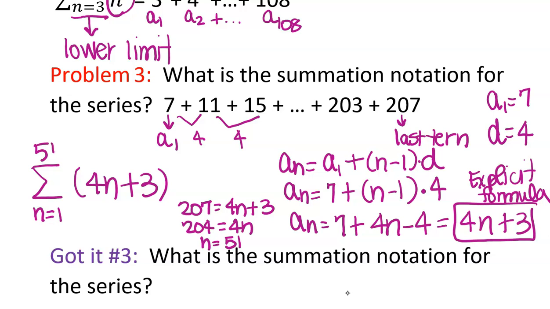So we're going to go from 1 to 51, and we're going to plug in a 1. We're going to plug in a 2. We're going to plug in a 3, and we're going to keep on going, and that should give us the series that is listed up here. So if I plug a 1 in there, I got 4 times 1, which is 4, plus 3 is 7. If I plug a 2 in there, I get 8 plus 3, which is 11. If I plug a 3 in there, I get 12 plus 3, which is 15. If I plug a 51 in there, I get 4 times 51 plus 3, which gives me 207.